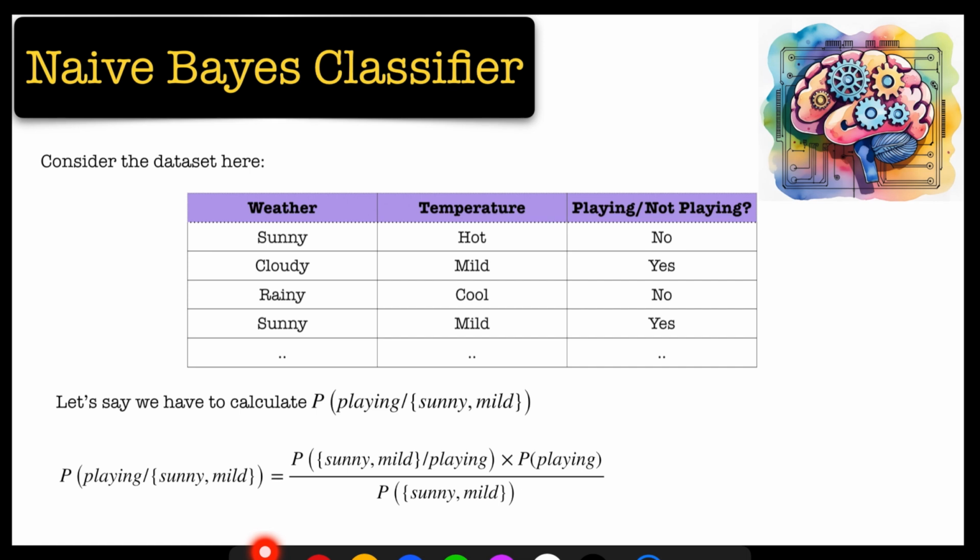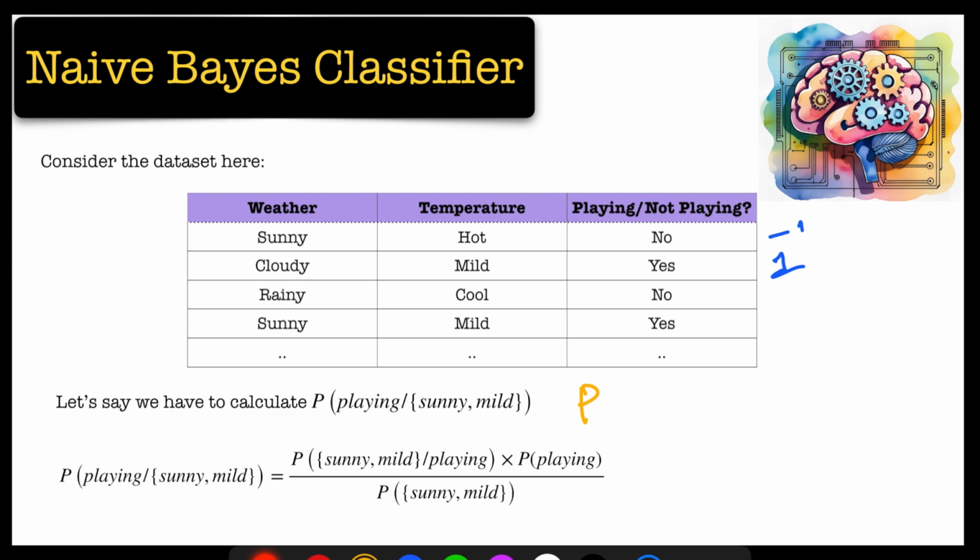So now let's quickly see one example here. Consider we have this data set. We have weather, temperature, and whether someone is playing or not playing that day. So we have weather like sunny, cloudy, rainy, and temperature can be hot, mild, cool, etc. And this is the output class, no or yes. Let's say yes is 1, no is -1. Now we have to calculate the probability of playing given the weather is sunny and mild.